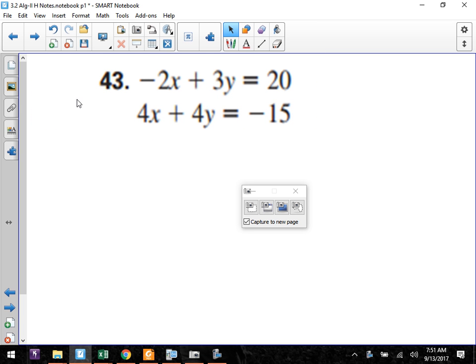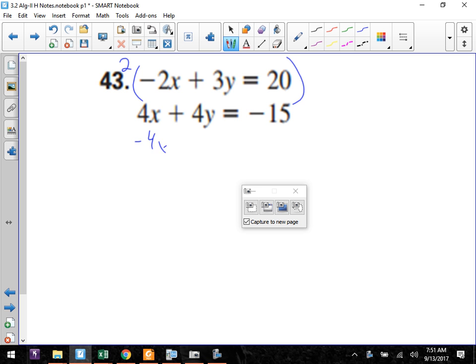So number 43, like I said, is a really good example of when I want to use linear combination, because notice neither one of them has a GCF and neither one has the same coefficients. So what I want to do here is multiply this top equation by 2, and I'm just going to rewrite it directly below the second equation. I get negative 4x plus 6y is 40.